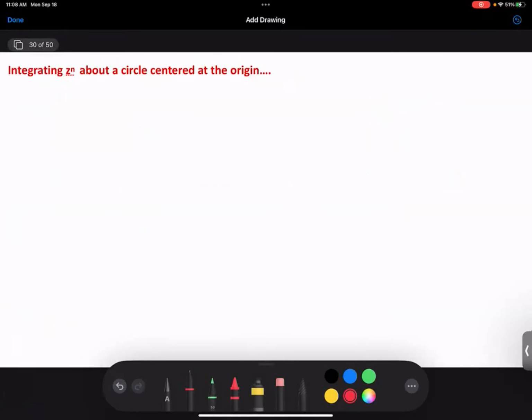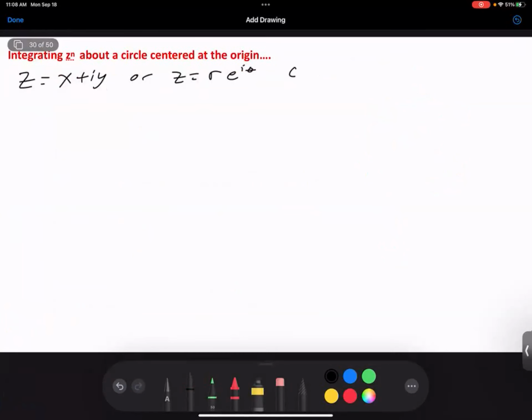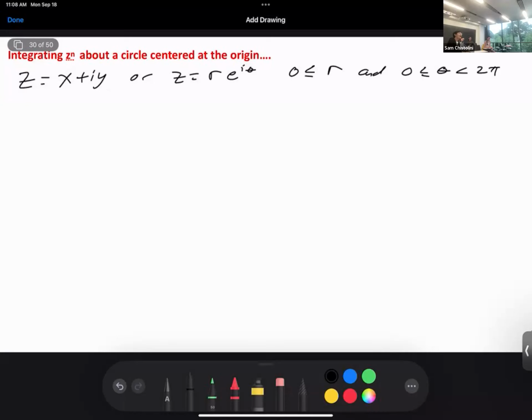All right, so let's actually do some integrals. So let's integrate z to the n about a circle centered at the origin. So we can write z as x plus iy, or more usefully, z is r e to the i theta. And the second is the polar, and it's going to be 0 less than or equal to r, and 0 less than or equal to theta, say less than 2 pi. We do have to be careful because there is one point where there is not a unique representation of it as r e to the i theta. Does anybody know which point that is? 0. So in fact, all theta would work for that.